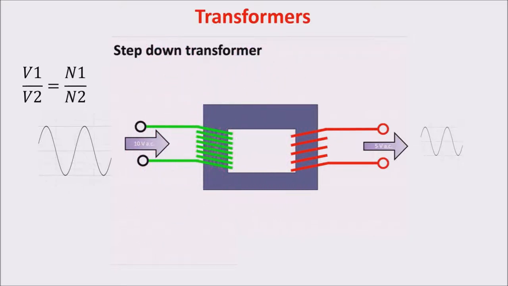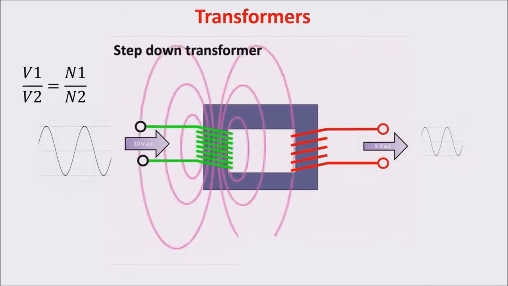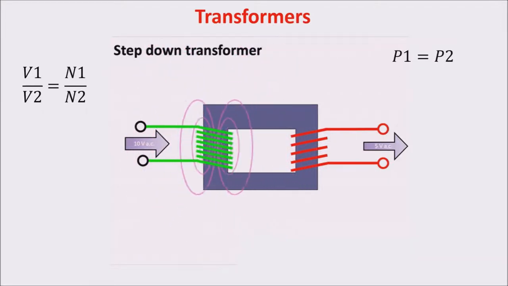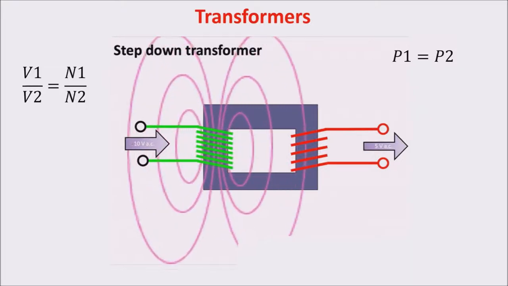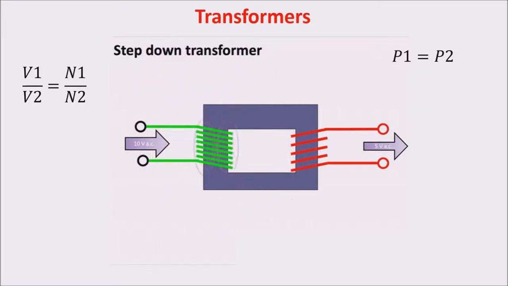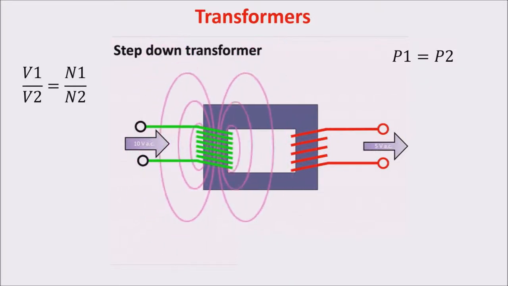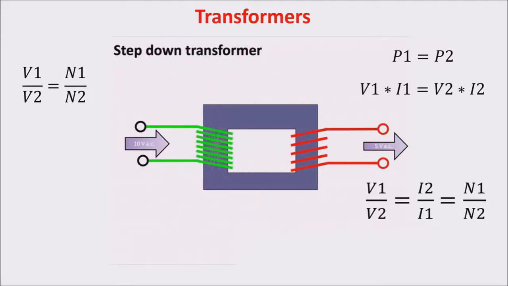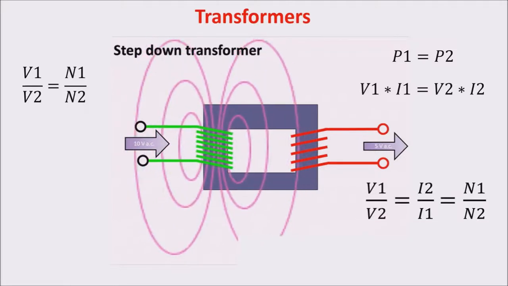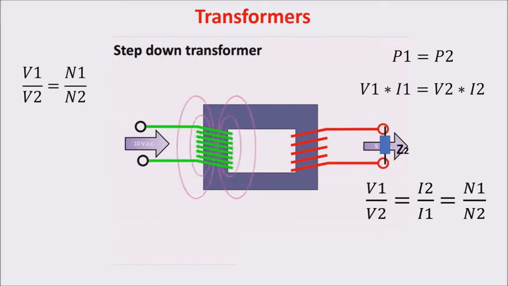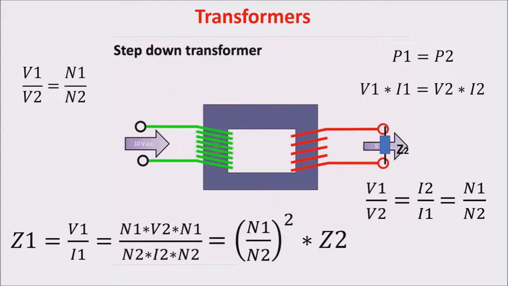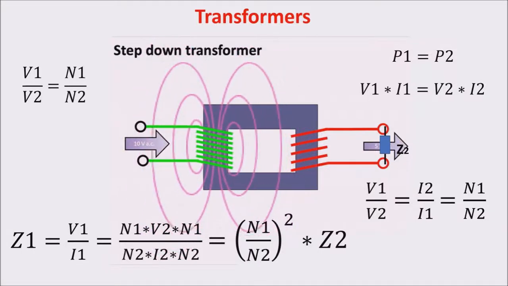In order to find the current ratio, we see that in an ideal transformer with no losses, the power on the primary coil has to be equal to that of the secondary coil. So P1 is equal to P2, and making explicit voltage and current, we can write this equation. So we get the ratio of currents and number of turns. Imagine to have the impedance Z2 on the secondary circuit. The impedance we see looking into primary is Z2 times the square of the ratio of N1 and N2.